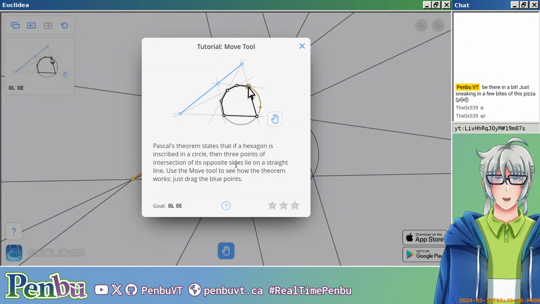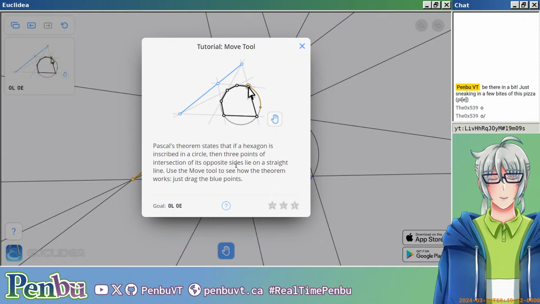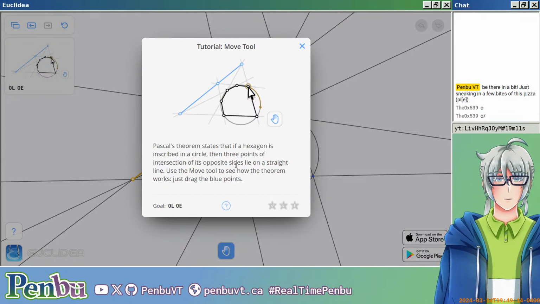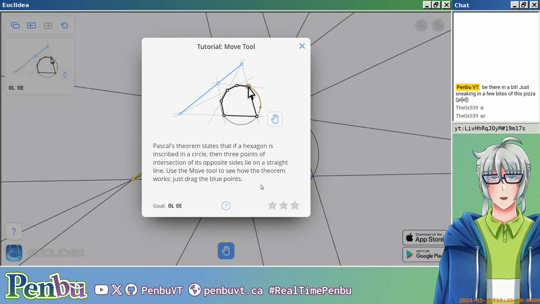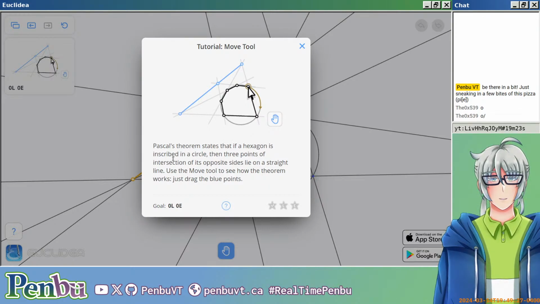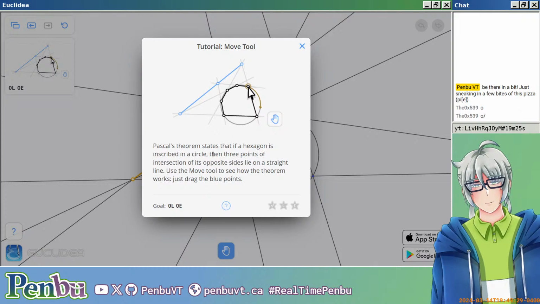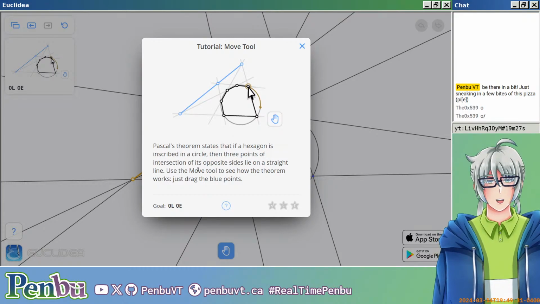Tutorial, move tool. Pascal's theorem states that if a hexagon is inscribed in a circle, then the 3 points of intersection of its opposite sides lie on a straight line. Use the move tool to see how the theorem works. Just drag the blue points. Alright, try to understand how this works, what this says. Then the 3 points of intersection of its opposite sides lie on a straight line. Actually, I guess we'll just see it here.